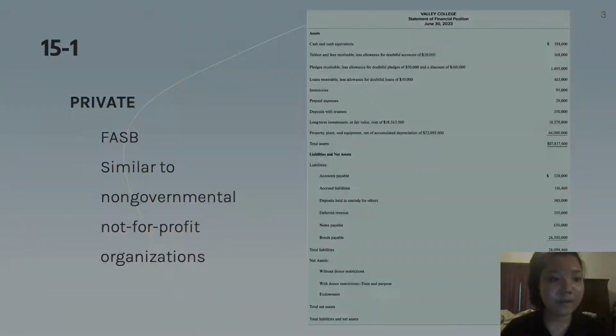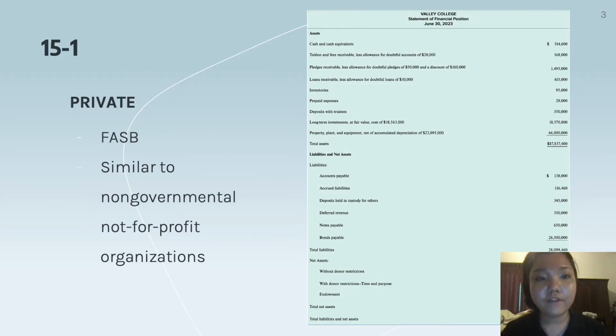Now that brings us to private university reporting, which follows the FASB standards and is similar to non-governmental, not-for-profit organizations. I'm just using the example that was in the book for Valley College, which is a hypothetical private college. As you can see, one big difference between this and the last one is that this is called the statement of financial position.